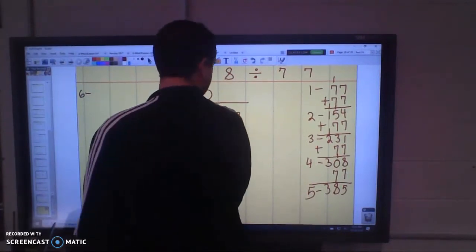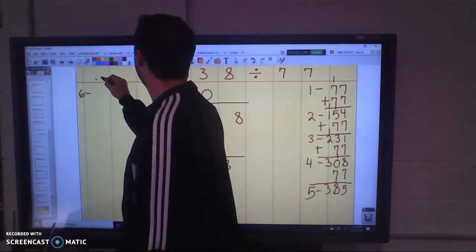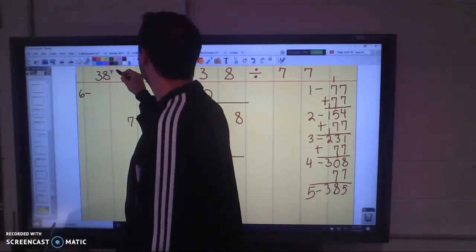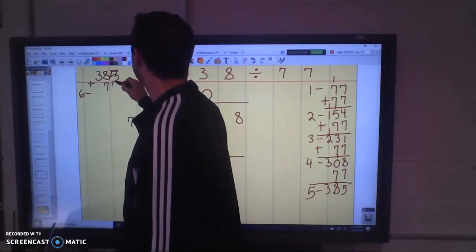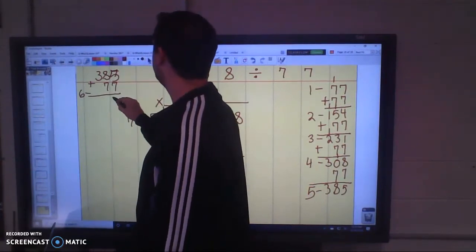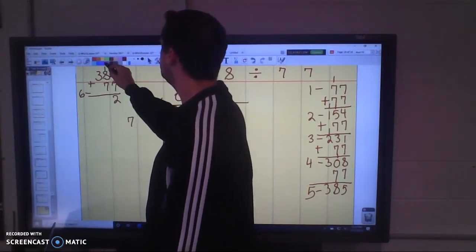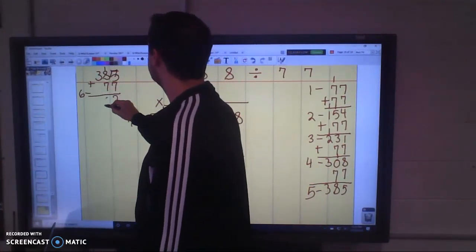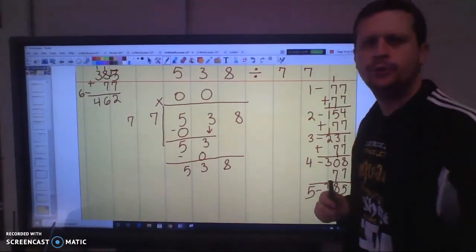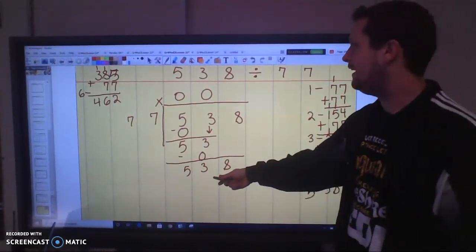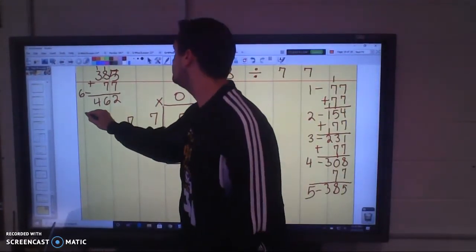This will be my 6th one, so 385 plus 77. 7 plus 5 is 12. 8 plus 1 is 9. 9 plus 7 is 16. That's 462. And at 538, let's keep going, plus 77.